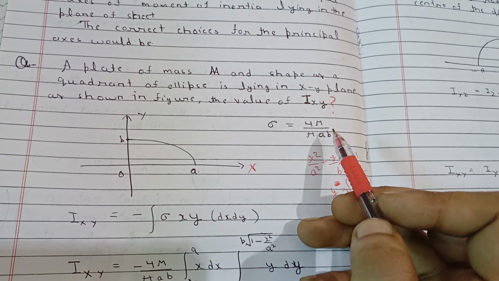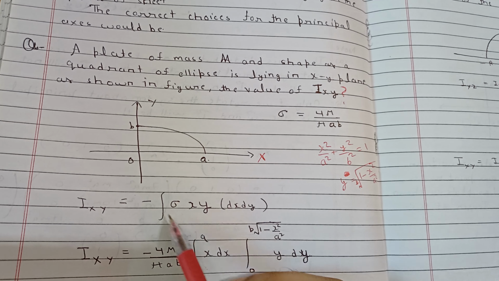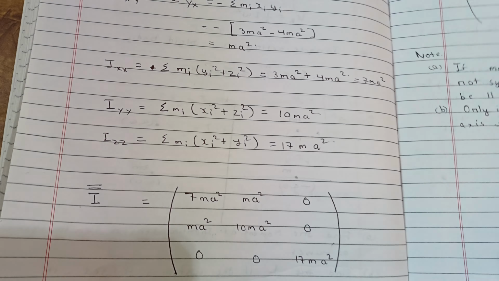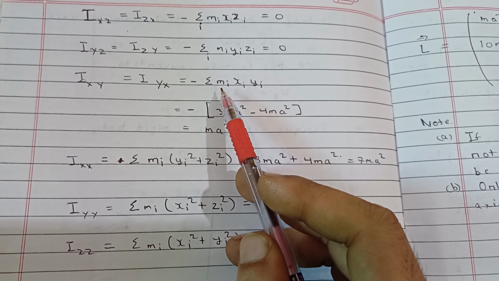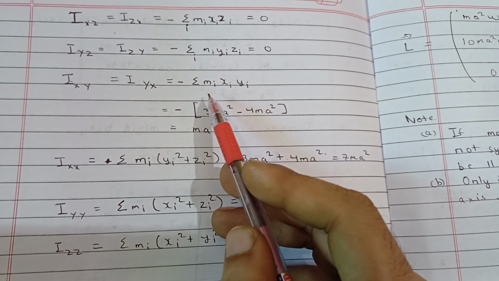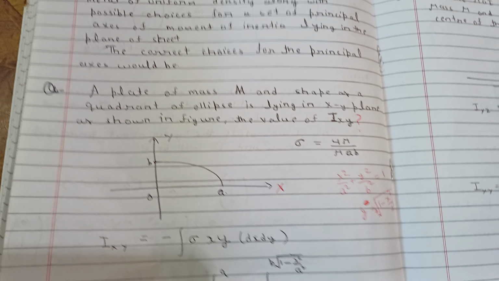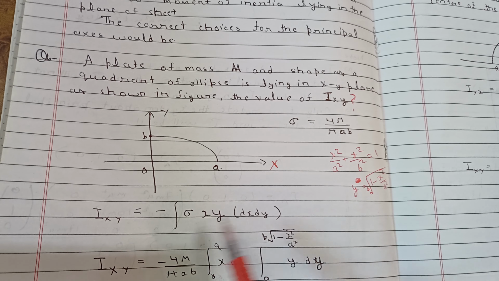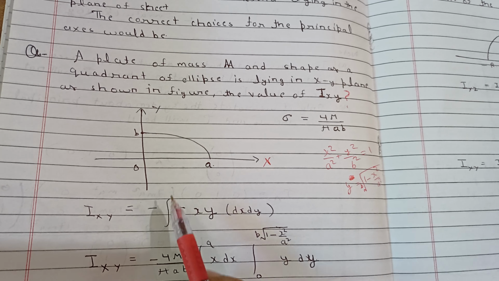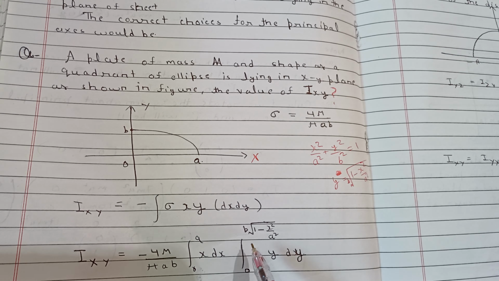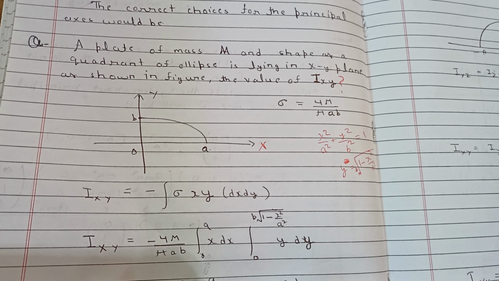So mass per unit area multiplied by dx dy will give you a small mi, and then xy as it is. So this is your formula. I just place it in place of mi. We write it as sigma dx dy. So sigma dx dy will give you the small mass, multiplied by xy. This integration will give you your Ixy component. Now you just need to solve this integral.